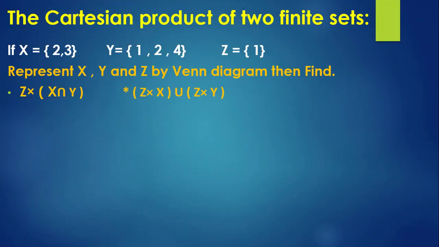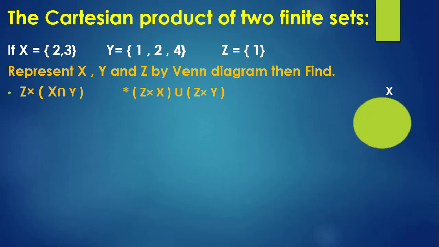Okay, now we have an exercise. If X = {2, 3}, Y = {1, 2, 4}, Z = {1}. Represent X, Y, and Z by Venn diagram. Do you remember Venn diagram? You studied Venn diagram in primary 5. In the Venn diagram, you will draw a closed shape, circle or rectangle or whatever, and each closed shape represents one of the 3 sets. In the intersection zone, I write the intersection between each 2 sets.